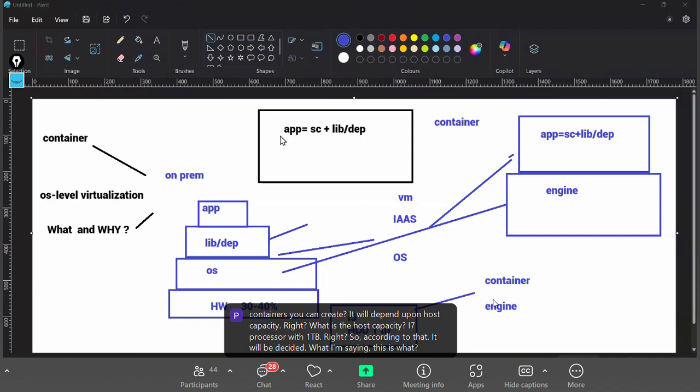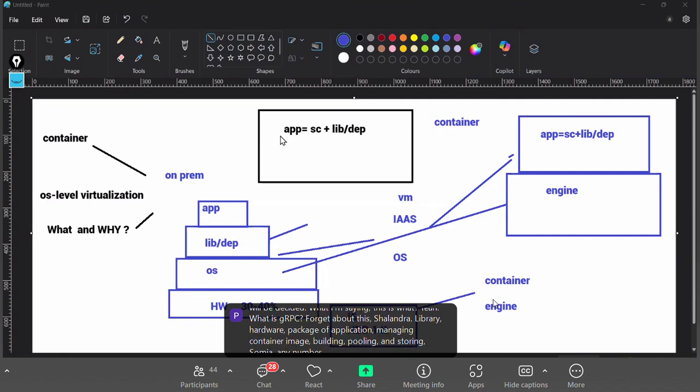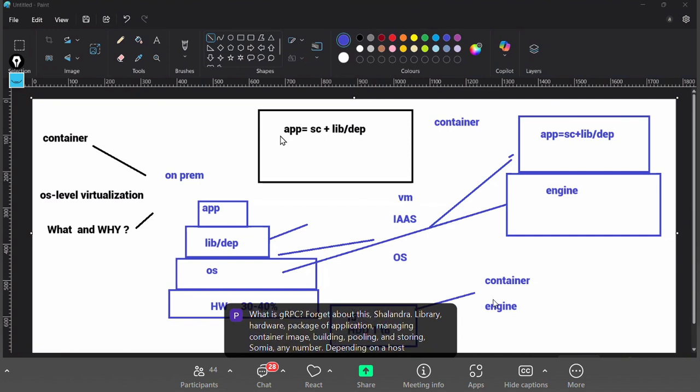What is gRPC? Forget about this. Library, hardware, package of application, managing containers, image building, pulling and storing. Any number, depending on the host, any number. We cannot say that, right? We cannot say one number, right? How many can we create?